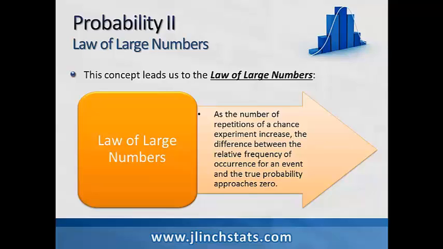So, law of large numbers basically tells us as we keep repeating a chance experiment, we repeat it over and over again, then the relative frequency of occurrence for an event based on this theoretical probability is going to be about the same as the true probability itself. So they approach each other. In other words, their difference approaches 0.